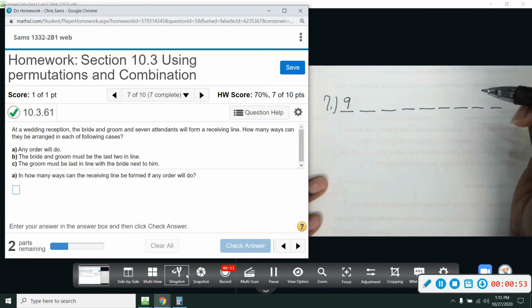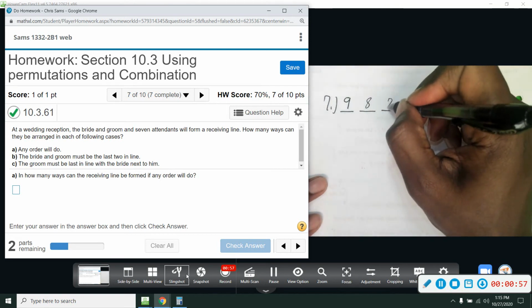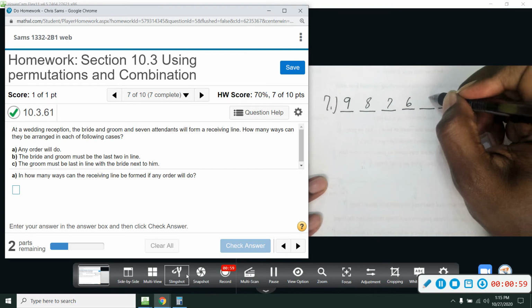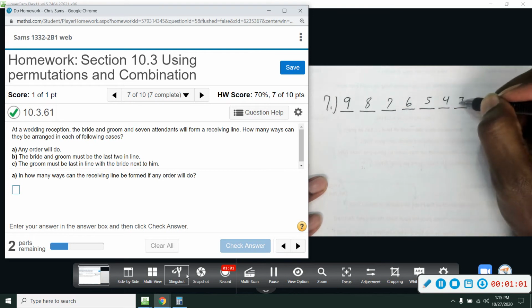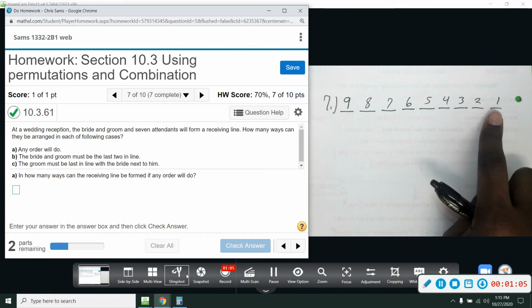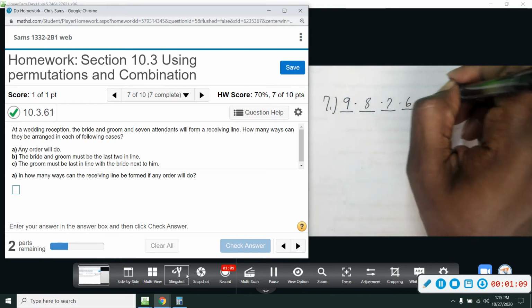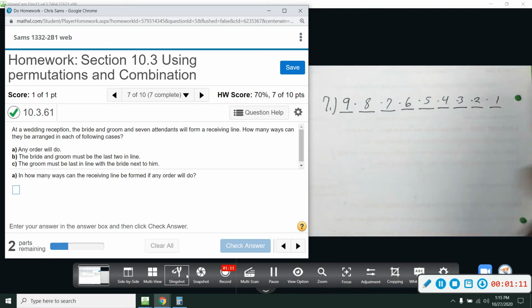Anybody could be there. Once we use one of them, then we have 8 people left, then 7, then 6, then 5, and so on, all the way down until we get to the last person, which there's only 1 spot to fill. So in order to solve this, we have to multiply 9 times 8 times 7 all the way down. So that's the same as saying 9 factorial.